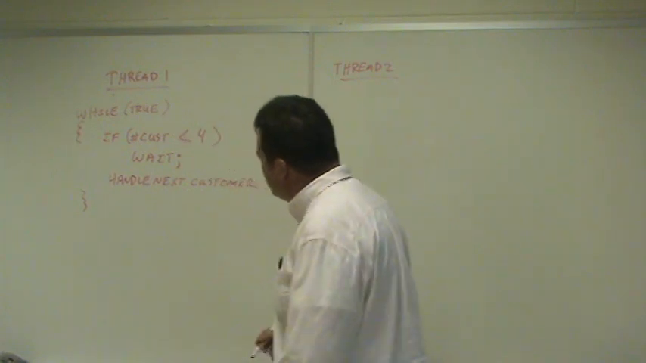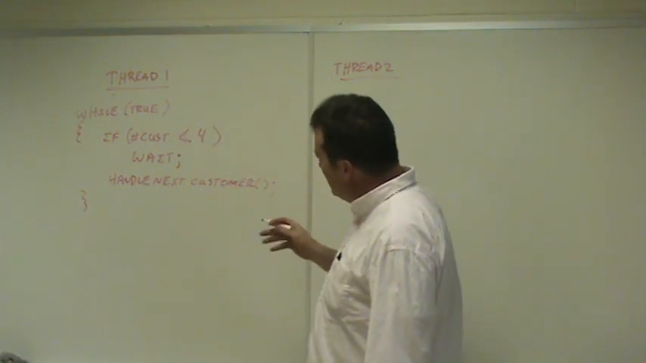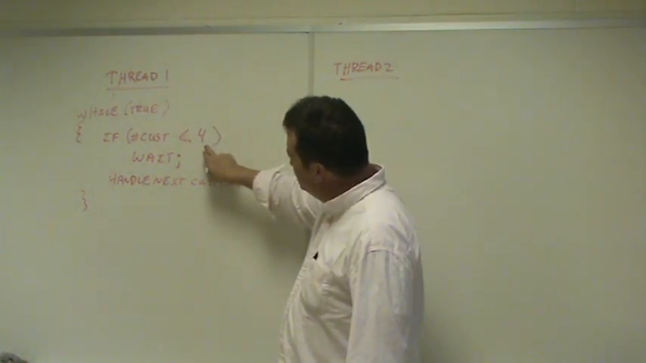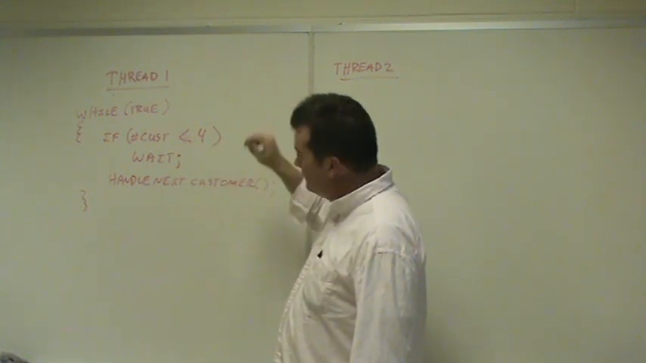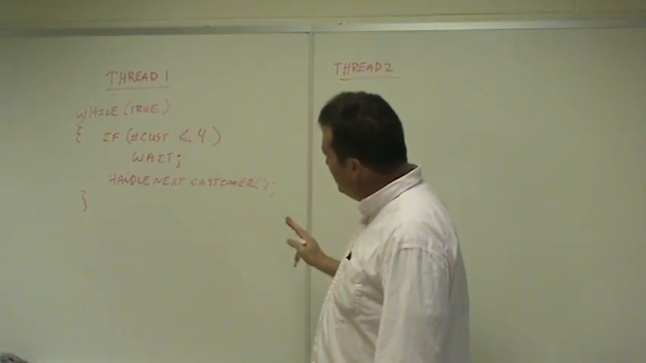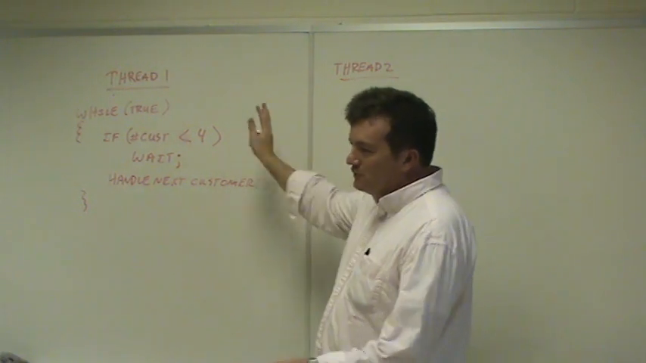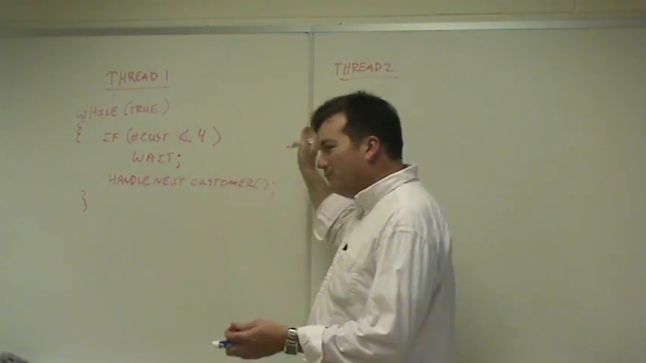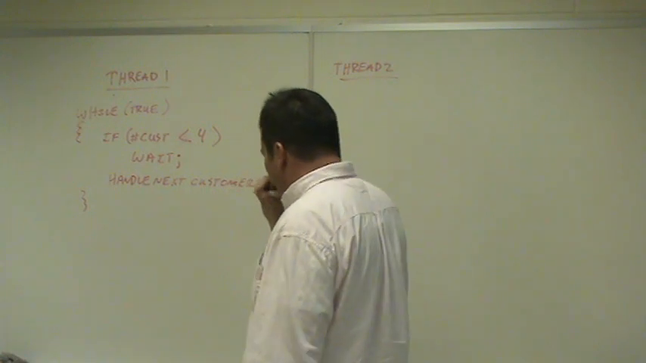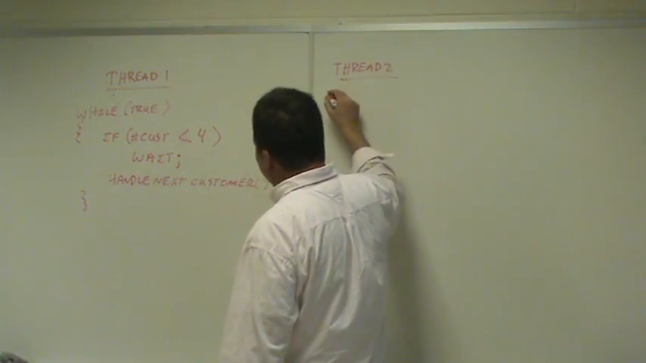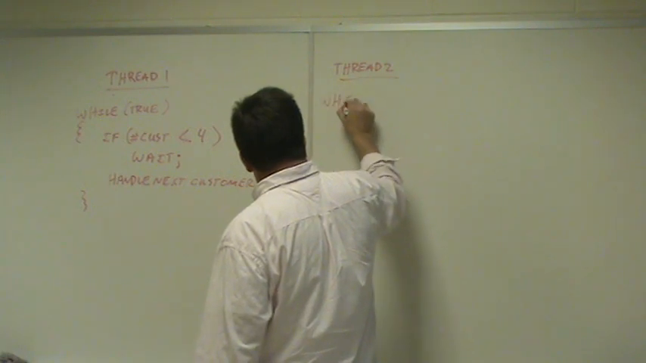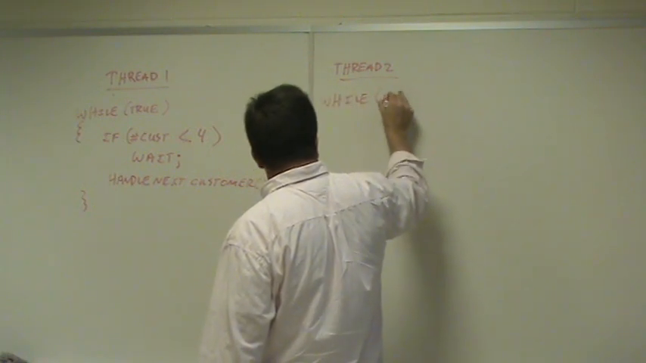Okay, so this is a cashier who only works if there are four or more customers. If there are three or fewer customers, this cashier goes on a break, and then if the line builds up again, comes back to life. This is the cashier that works all the time. While true.